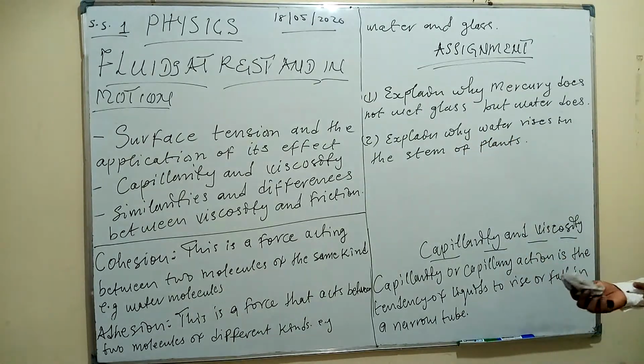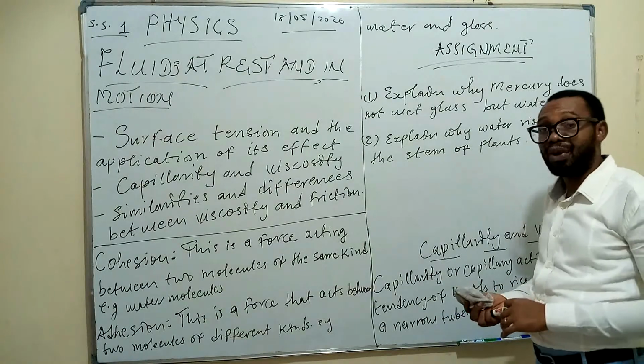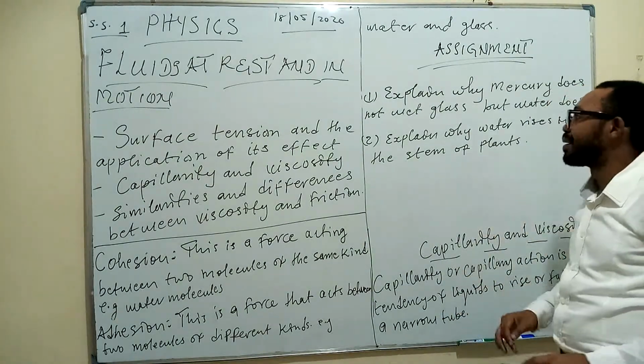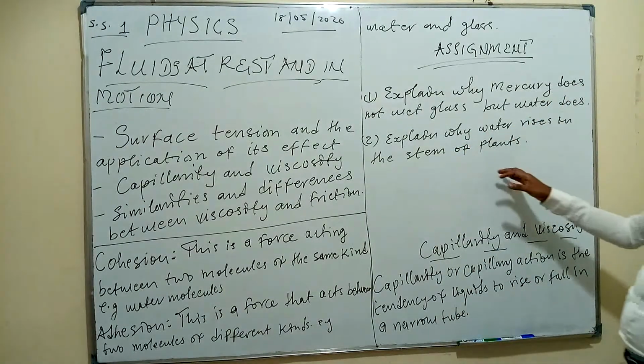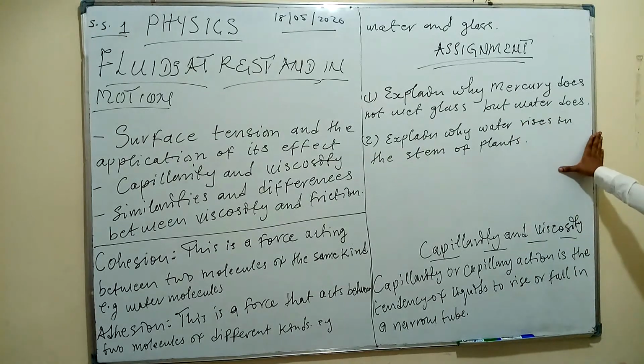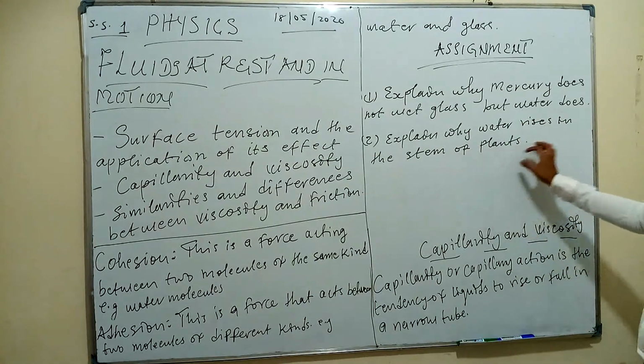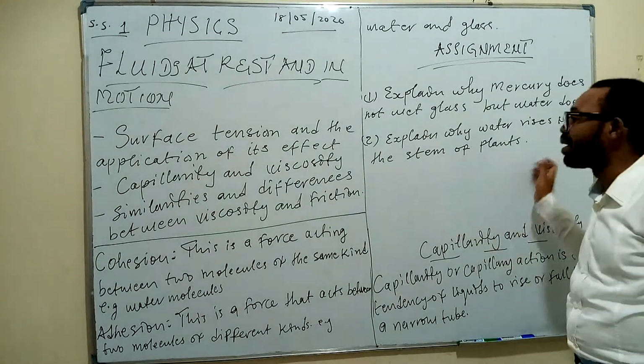These are simple assignments for you. Exactly. So I just need nothing much. Explain why mercury does not wet glass, but water does. Explain why water rises in the stem of plants.